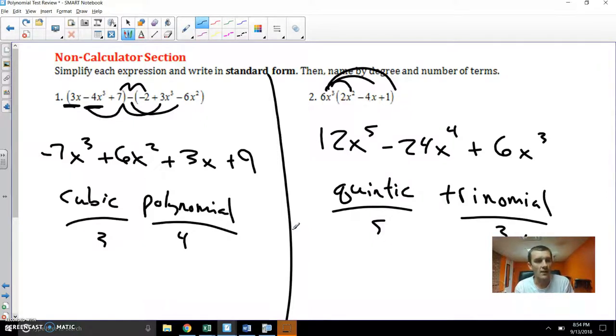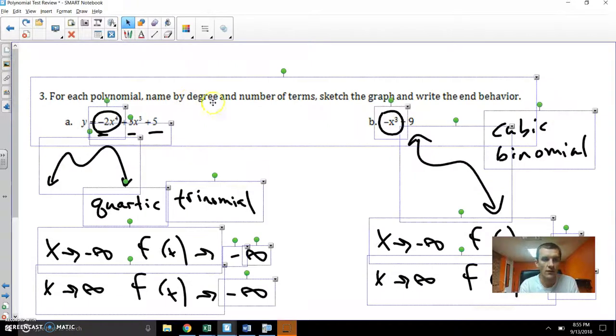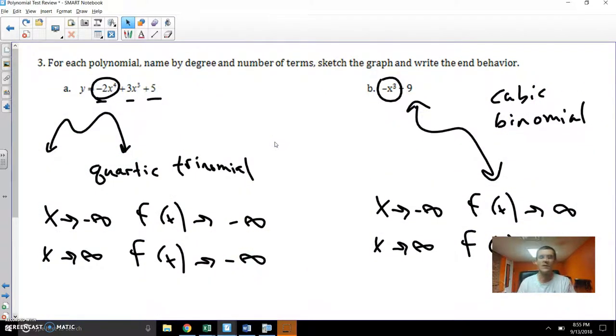But basically I'm combining like terms with subtraction in the first one, and I am distributing in the second one. When you multiply coefficients, they really multiply, but when you multiply x's, their power increases. The one on the left is a cubic polynomial because it has 4 terms, and its power is to the third. That's what makes it cubic. And then this one is a quintic because of x to the fifth, and it's a trinomial because there are 3 individual factors.